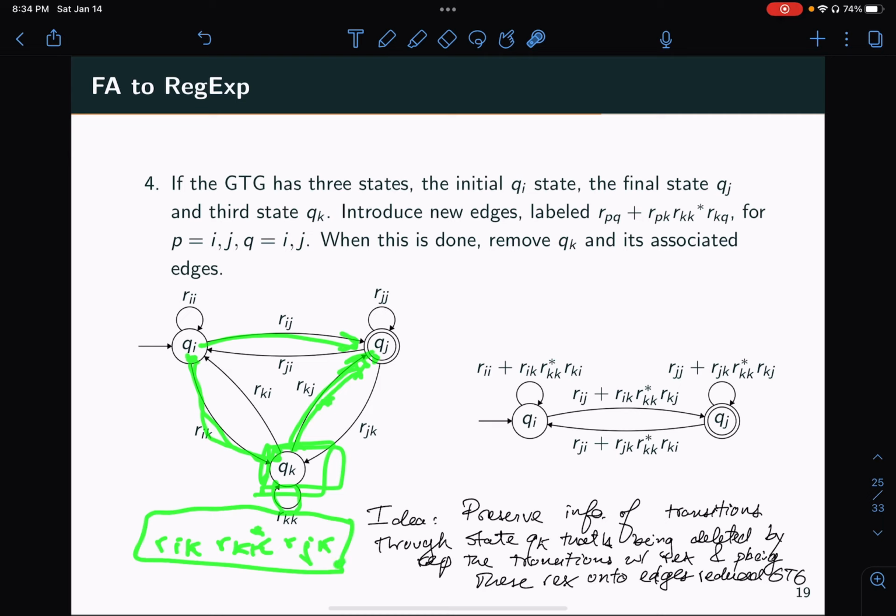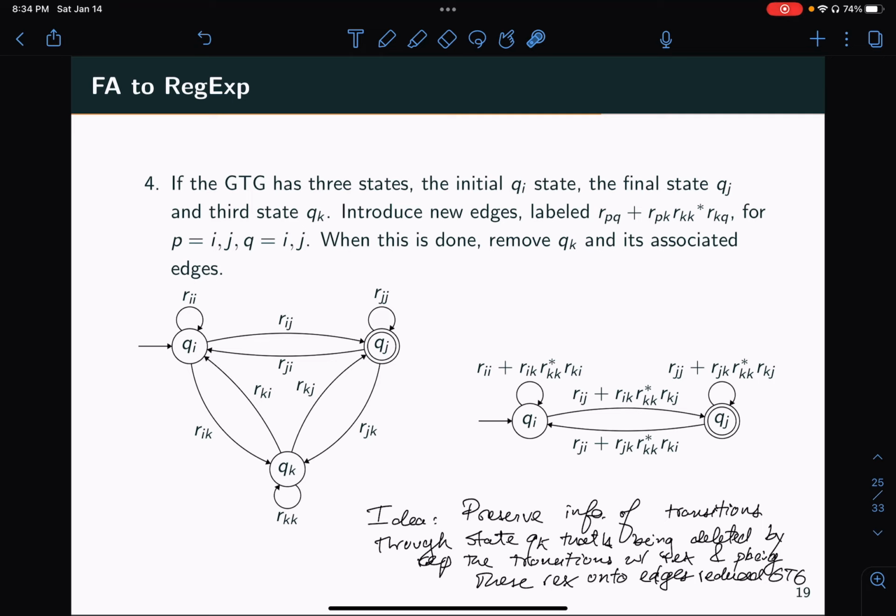which represents the transition from QI to QJ through QK, and I place it on the edge that goes from QI to QJ, okay? So that's why now I have this on the edge from QI to QJ, because it's saying that now that I've deleted QK, I've preserved the information of what QK was doing. Namely, it was allowing me to go from QI to QJ using a transition that looked like this, okay?